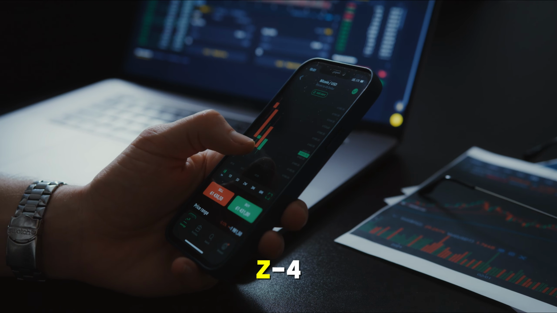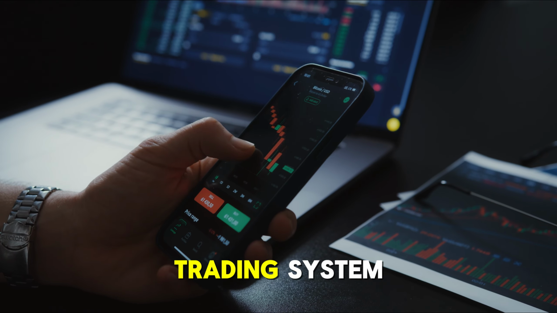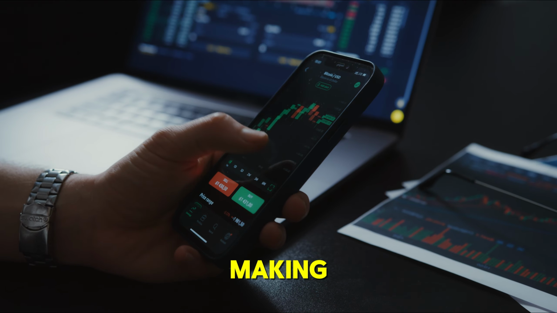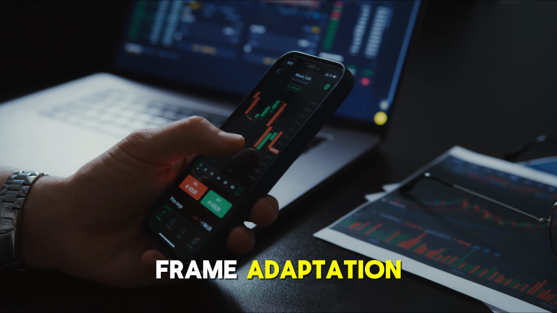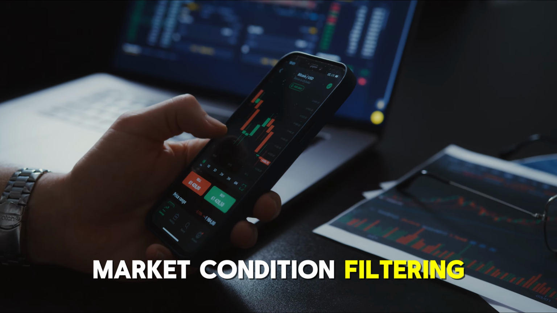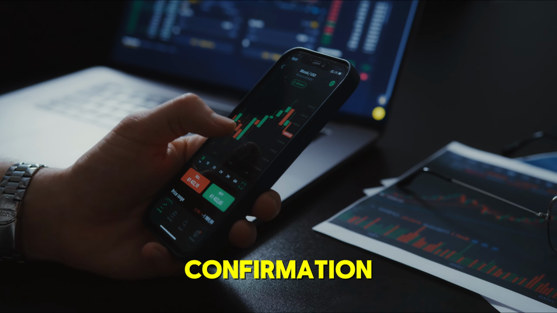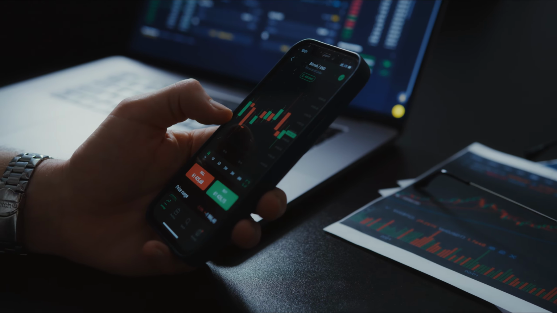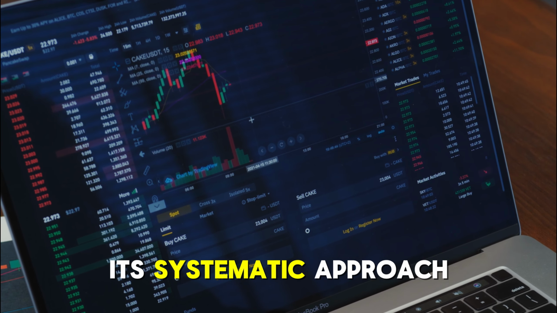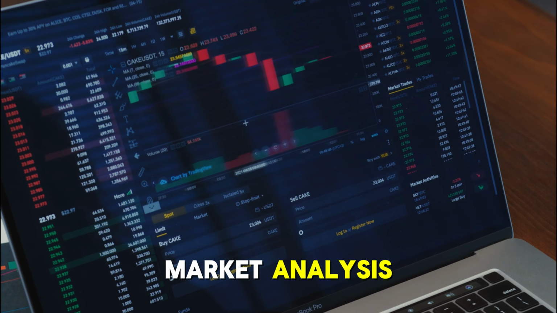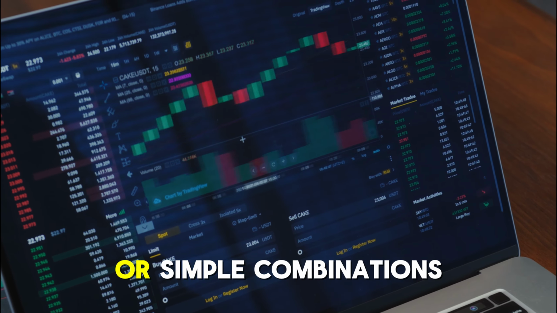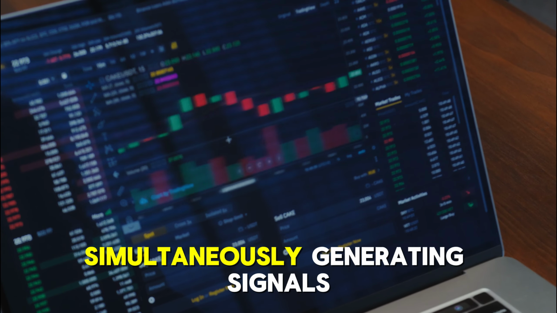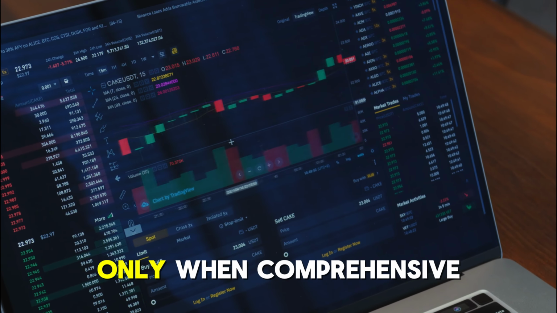The Phantom Strike Z4 represents a complete trading system combining 6 powerful analytical modules into unified decision-making. Its automatic timeframe adaptation, market condition filtering, and multi-component confirmation create structured trading approaches suitable for various market environments. The system's strength lies in its systematic approach to complex market analysis. Rather than relying on single indicators or simple combinations, Z4 processes multiple analytical dimensions simultaneously, generating signals only when comprehensive alignment exists.